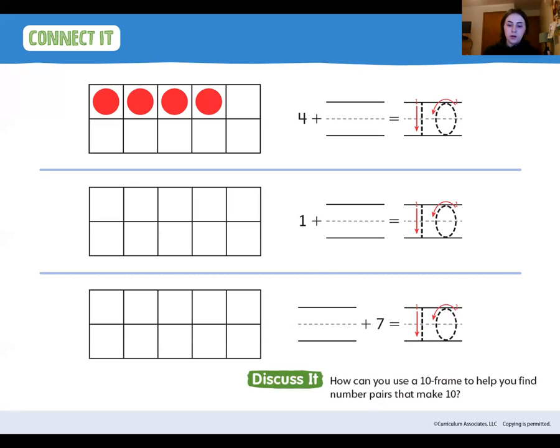And we've got one more on here. And this one is what plus 7 equals 10? So we have to think about 7 and what number together equal 10. So go ahead and make sure you put 7 dots there on your 10 frame because we know that one of our numbers is 7. We just need to find that other number.